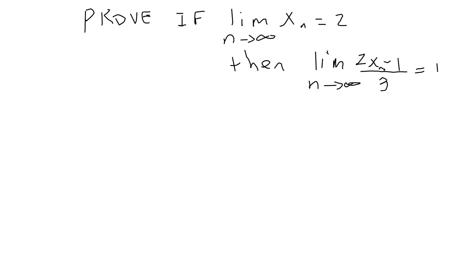Maybe I should read it because I can't read my own writing. Prove that if the limit as n tends to infinity of x sub n is equal to 2, then the limit as n tends to infinity of 2x sub n minus 1 over 3 is equal to 1. I'm going to have to erase it for space eventually. So I'm going to prove that if that limit is equal to 2, then the next limit should be equal to 1.